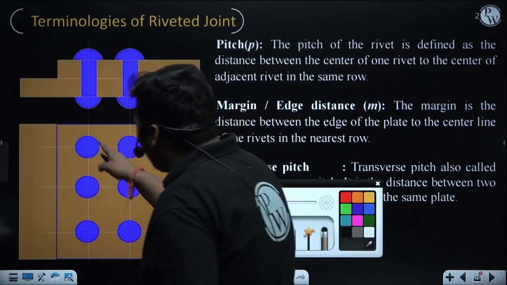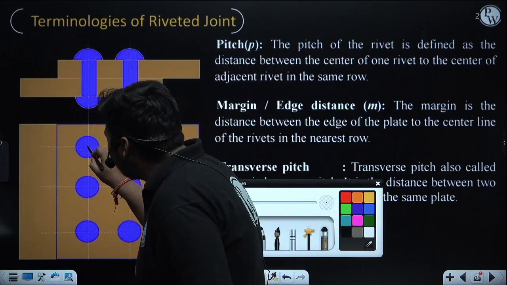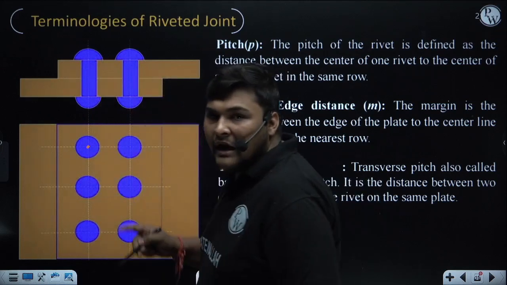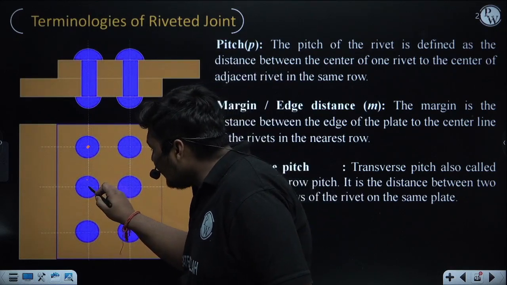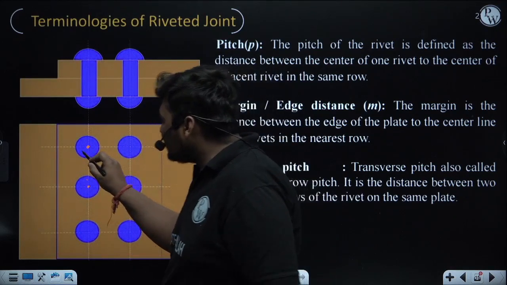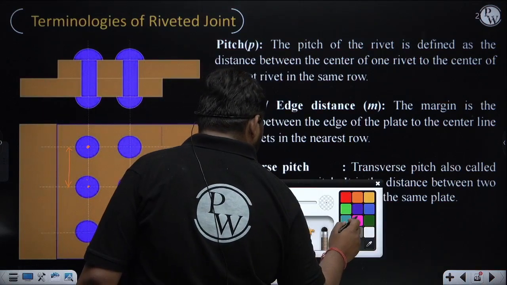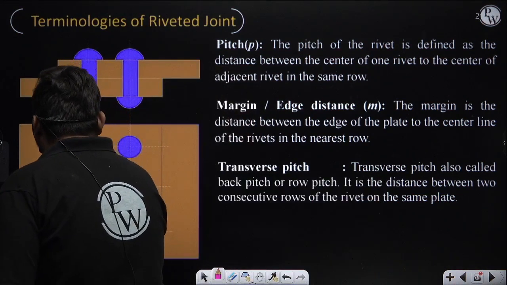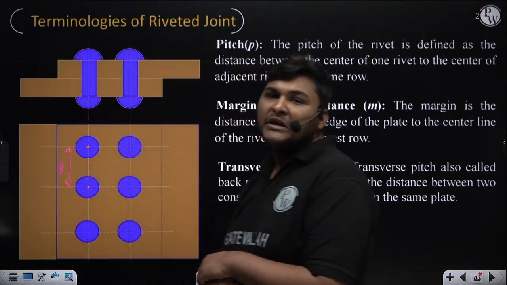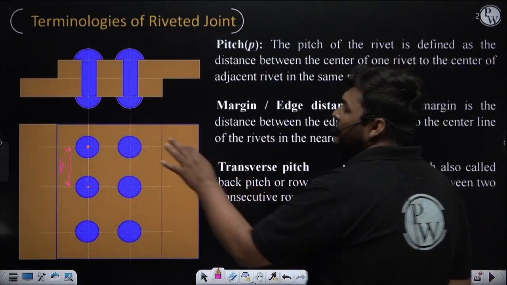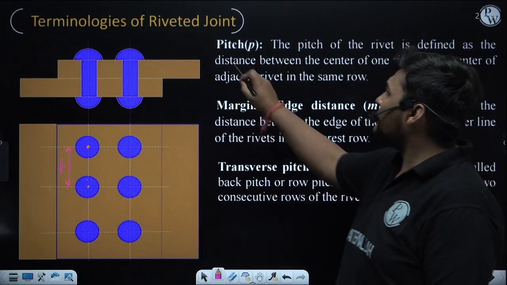Suppose I am taking this row, suppose this is the first row. In this row I am taking the center of this rivet. Now in the same row the next consecutive rivet is this. Now the center of this rivet is this. The distance between these two points is known as the pitch of the rivet, which I denote with the letter small p. So pitch is the central distance between two consecutive rivets in the same row. This is the first terminology which I discussed.